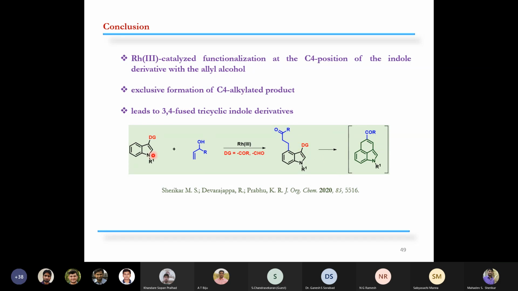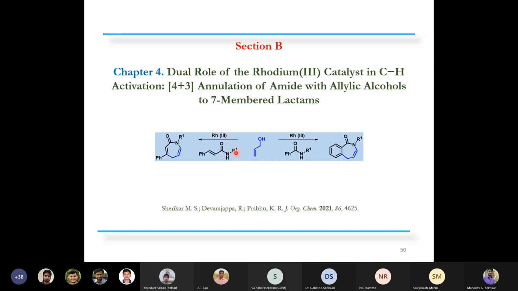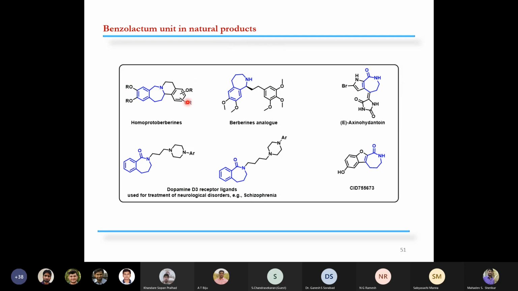So after coupling allyl alcohol at the C2 position of indole derivative, we thought to couple the benzamide in such a way that we can get the annulation product in situ. So that is turning to my last chapter. And the lactams or 7-member lactams are present in various natural products, and the 7-member nitrogen containing alkaloids are also present in various natural products.